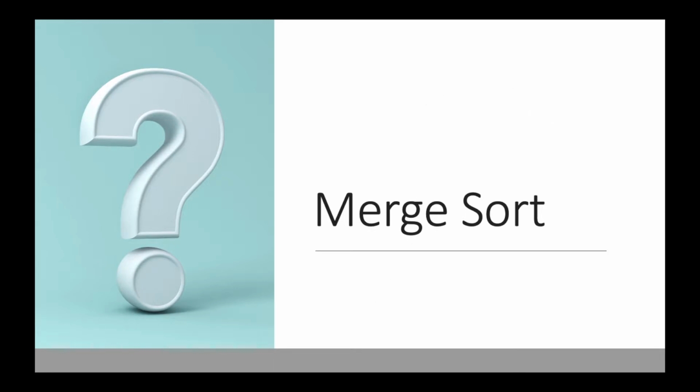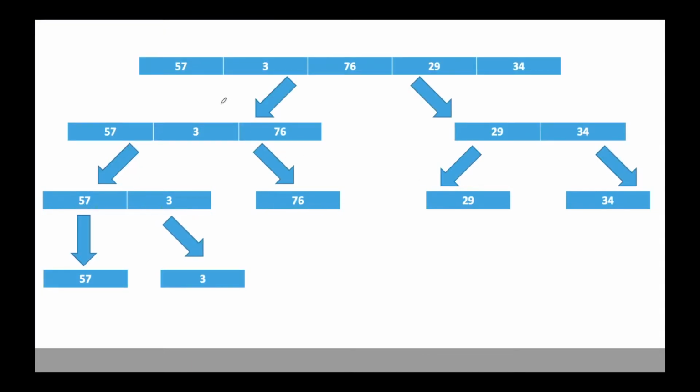Now here's a quick example of how merge sort would work. Merge sort starts off with the initial list of elements. What we first do is we divide this list of elements in half. But since we can't divide the element 76 in half, we have to divide to the right of 76.